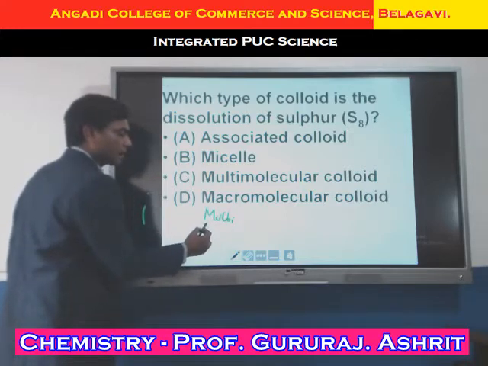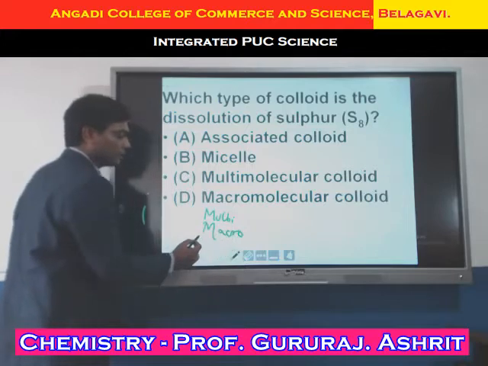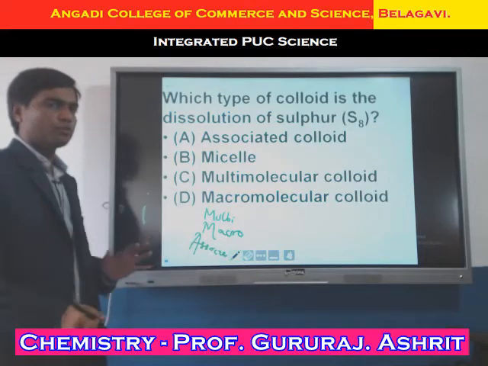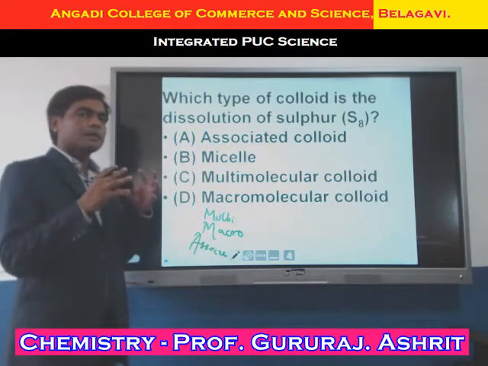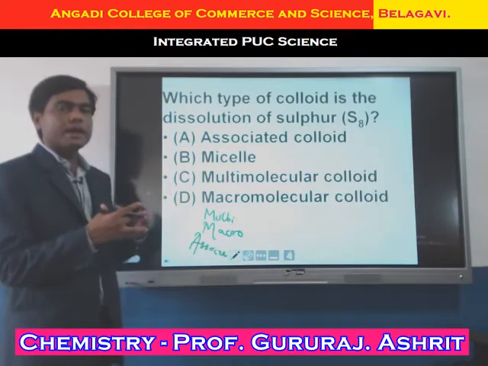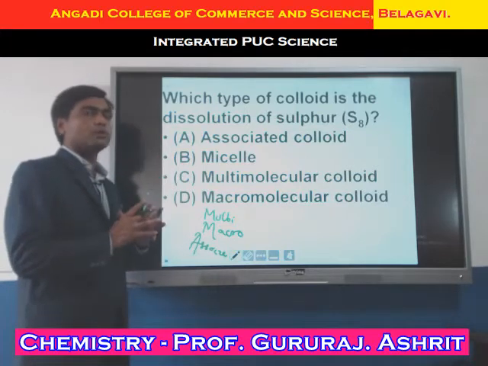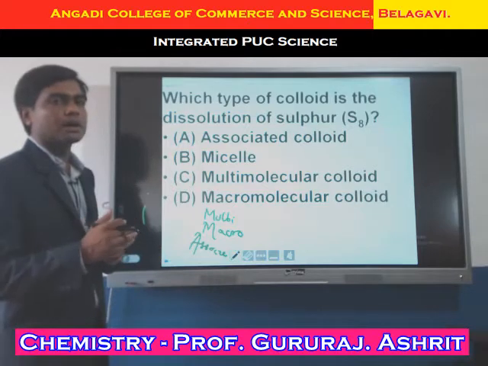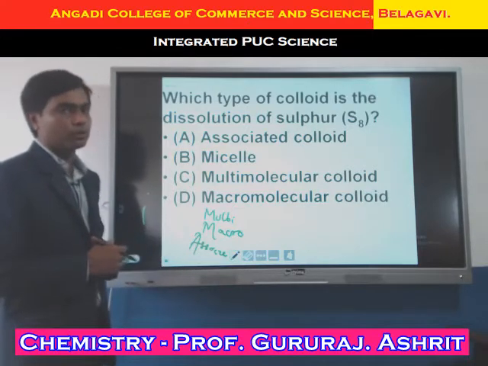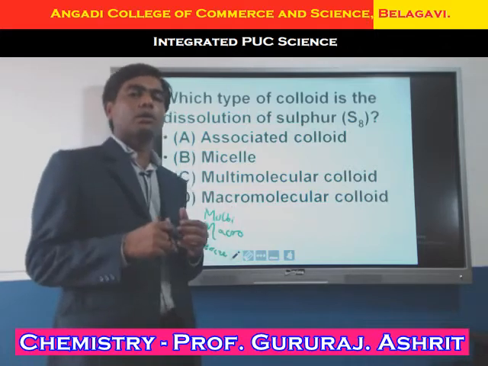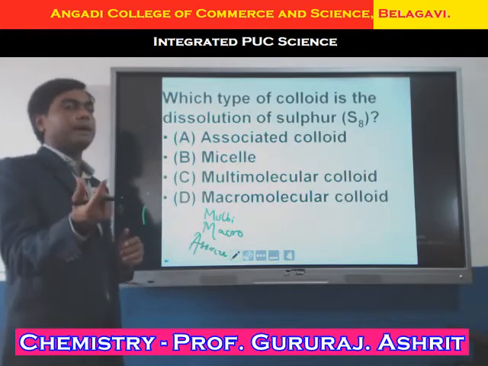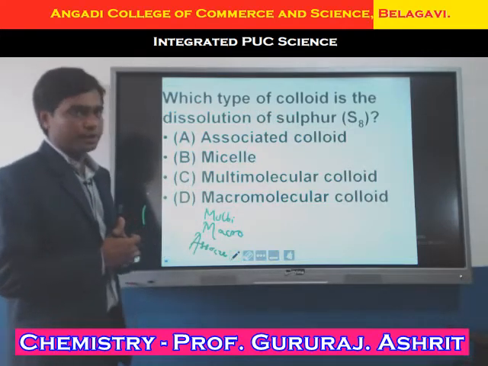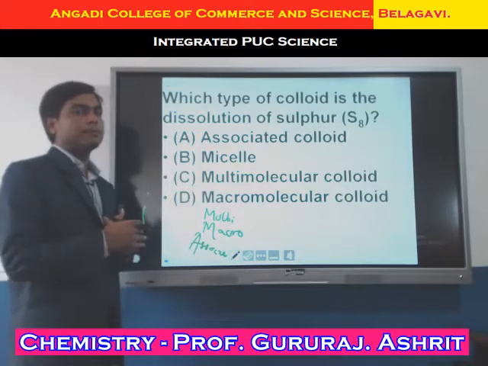The first one is multimolecular colloid, the second is macromolecular colloid, the third is associated colloid. First I will tell briefly about these, then we can move towards the question. Macromolecular colloid means the particles have a large size, and when they aggregate and accumulate, they form the macromolecular colloid. For example, all the carbohydrates, starch, proteins, or synthetic polymers like nylon come under macro. And what do we mean by multi? Multi means the particle size may be anything, but they are present in a large quantity.